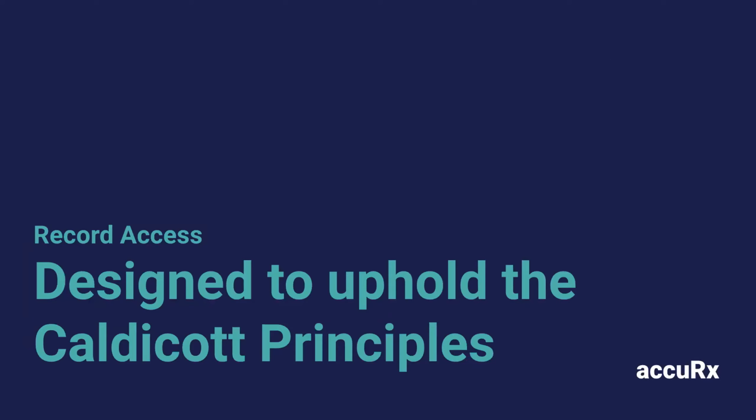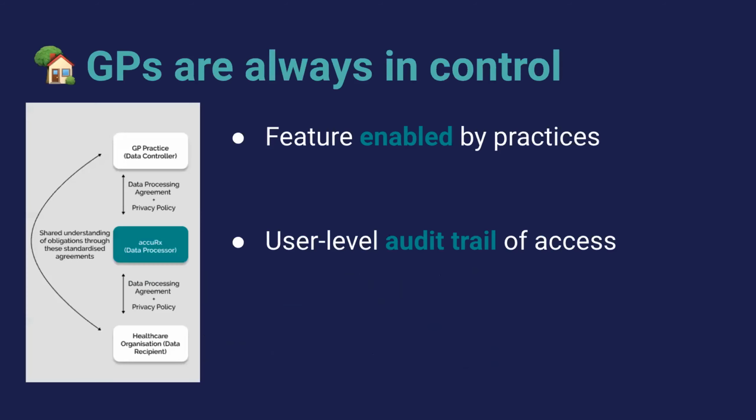So record access has been designed to uphold all of the Caldicott principles, all 8 of them, including the newly updated one, which is about informing patients about the sharing that's going on with their records. And I would argue it goes one step further. It involves them as well, as Satya has just outlined, and I'll outline a bit more in a second. So you as GP practices always remain in control. You always have the ability to enable the record access feature for records held in your practice's system. And you always have this user level audit trail of access.